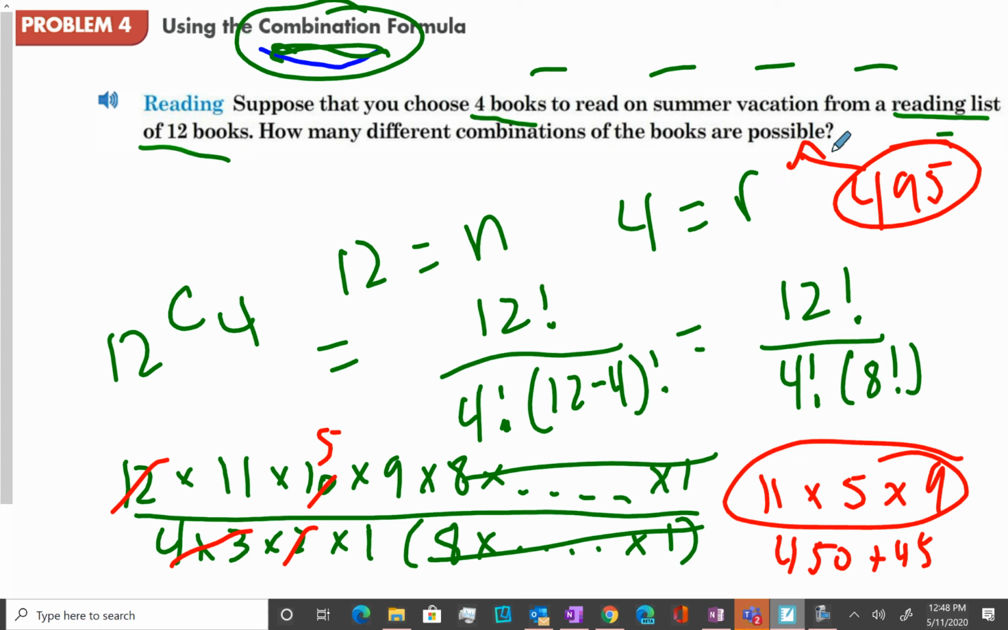Again, I can type that in my calculator. I'm choosing from 12, where order doesn't matter, so it's a combination, and 4. So I'm typing exactly that in my calculator, and I get 495. Yay, I did multiplication without a calculator. I'm so happy.